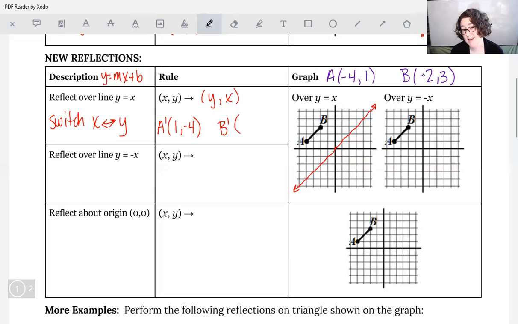Again, original point was at -2, 3. So new point is going to be at 3, -2. So let's plot those out and see what happens. So A prime at 1, -4. So over 1 down 4. There's our new A prime. B prime at 3, -2.